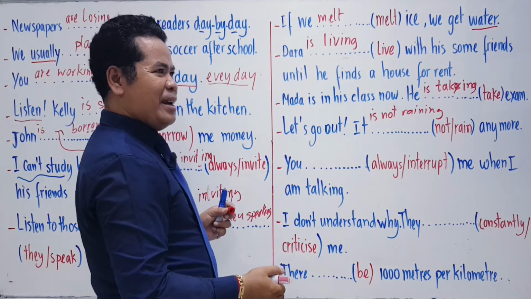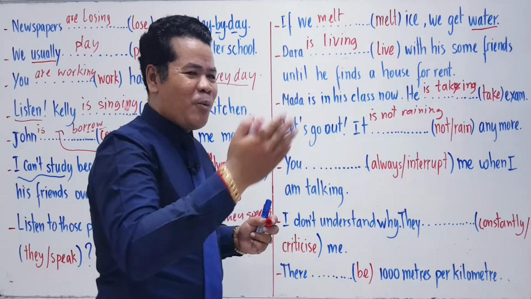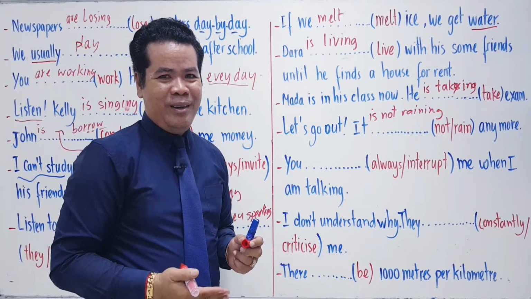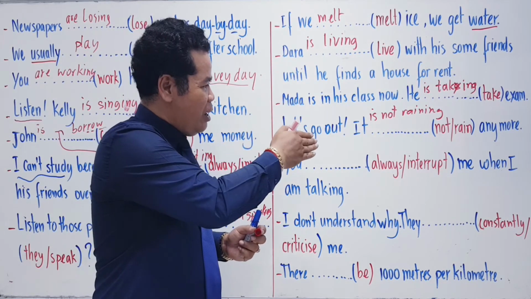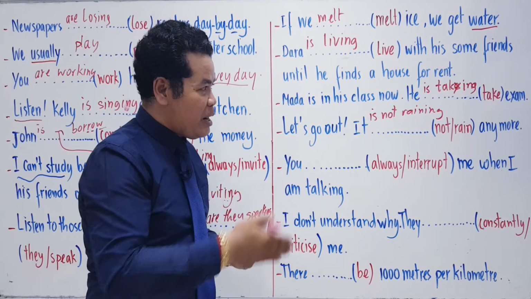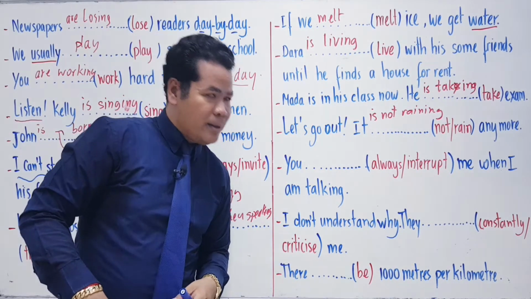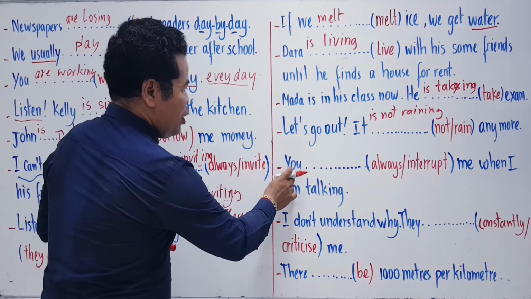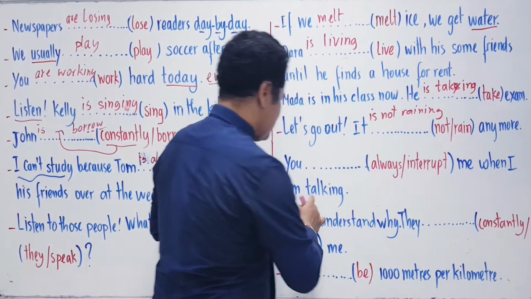You cannot say, let's go out, it doesn't rain now, it doesn't rain anymore. When you say like this, everybody can understand, but it's wrong. So we don't want to use that way. We have to use this way. Let's go out. It's not raining anymore. Let's come inside. It's raining. See? Now let's go. You always interrupt me when I am talking.